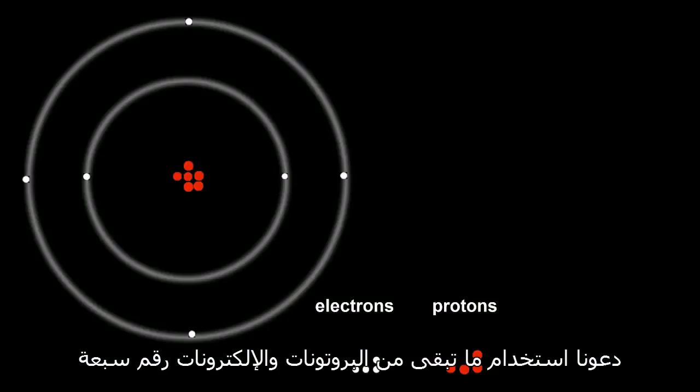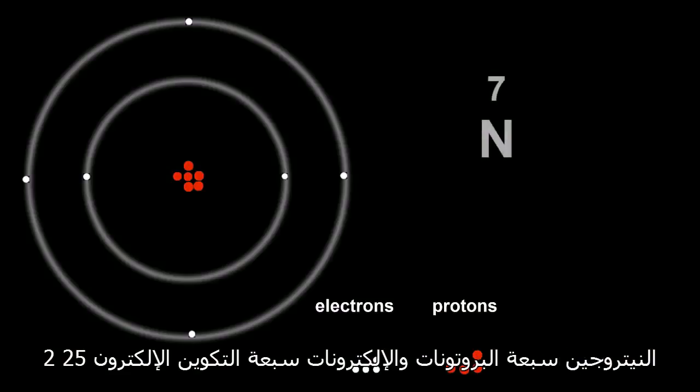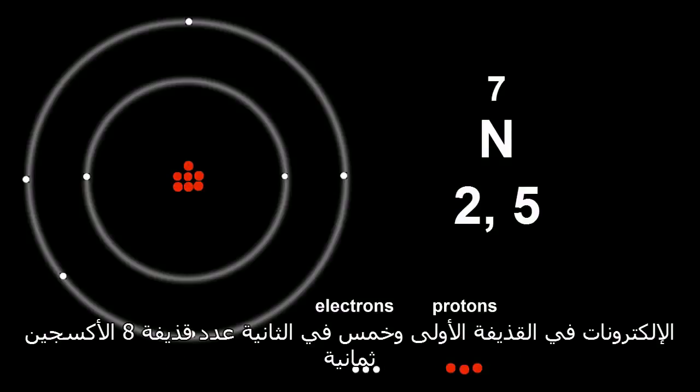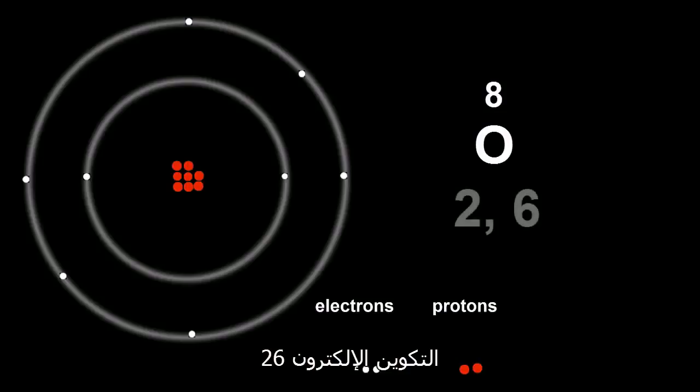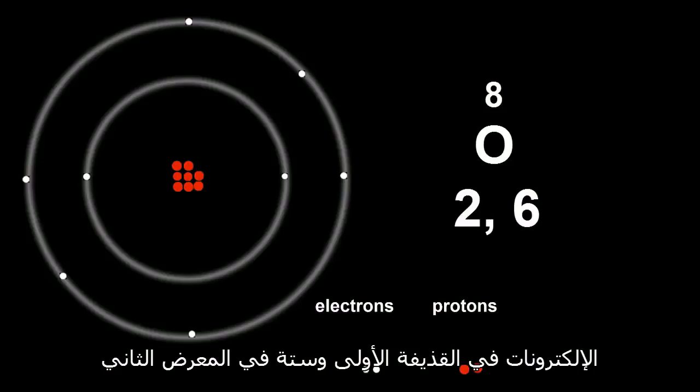Let's use up the rest of our protons and electrons. Number 7, nitrogen. 7 protons and 7 electrons. Electron configuration, 2, 5. 2 electrons in the first shell and 5 in the second shell. Number 8, oxygen. 8 protons and 8 electrons. Electron configuration, 2, 6. 2 electrons in the first shell and 6 in the second shell.